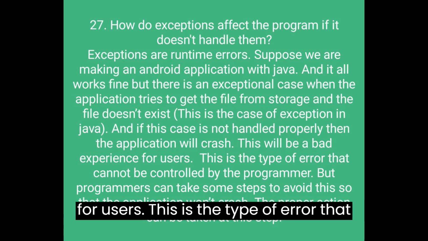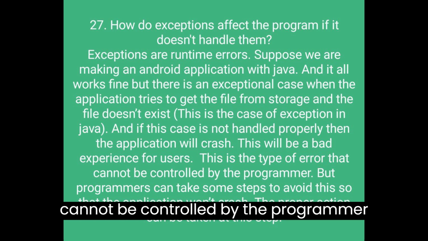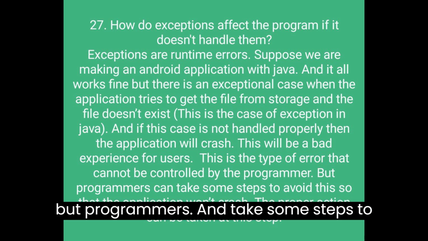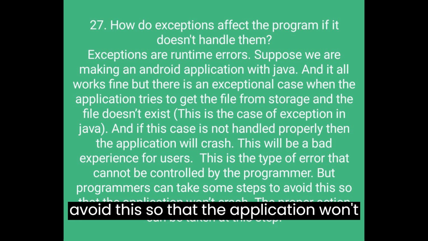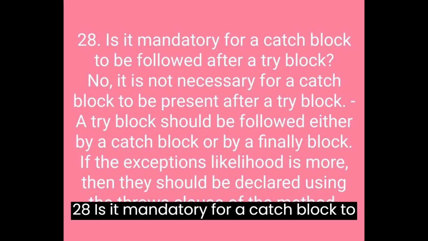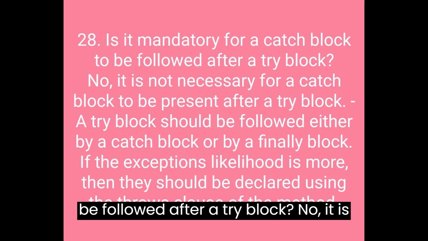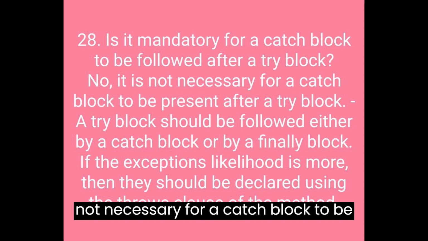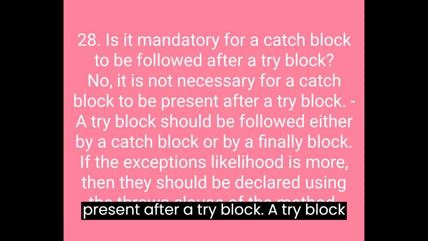This is the type of error that cannot be controlled by the programmer. But programmers can take some steps to avoid this so that the application won't crash. The proper action can be taken at this step. 28. Is it mandatory for a catch block to follow a try block? No, it is not necessary for a catch block to be present after a try block.